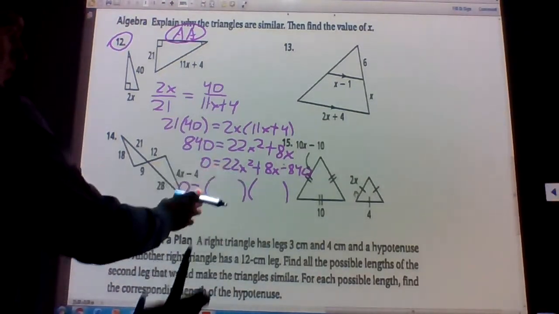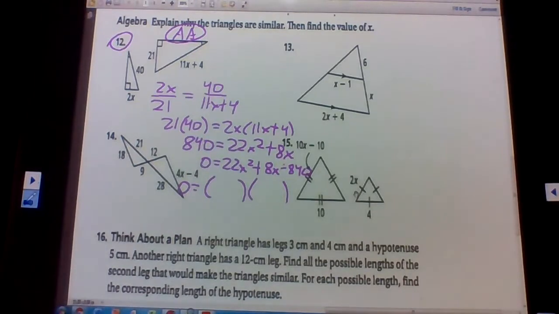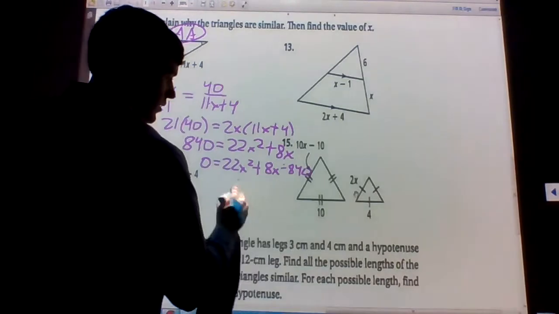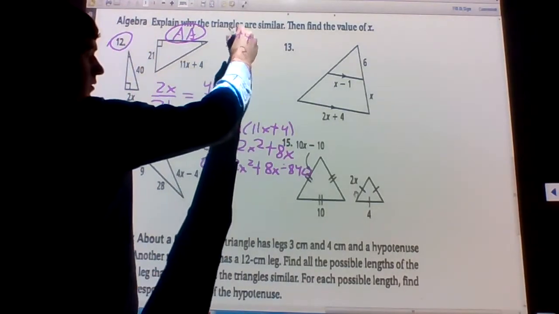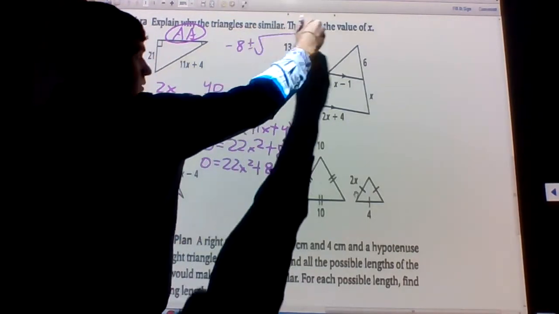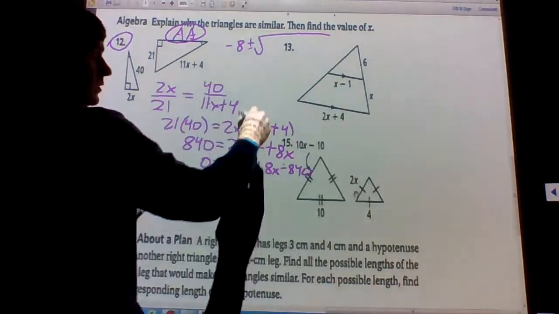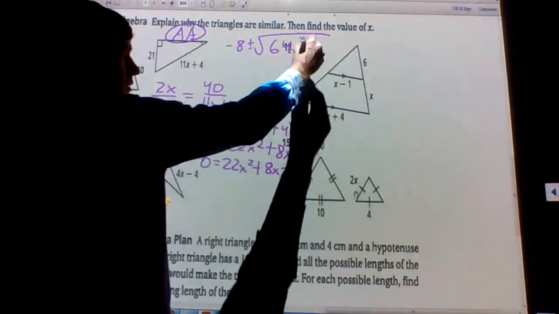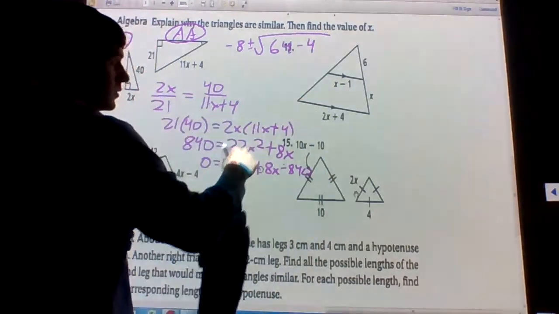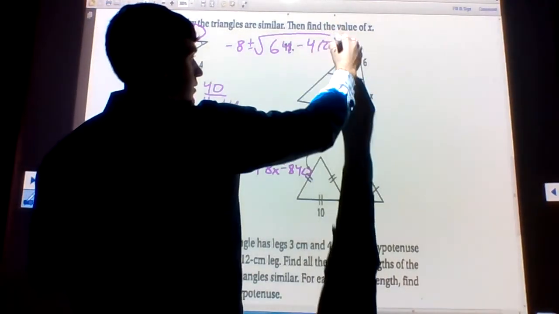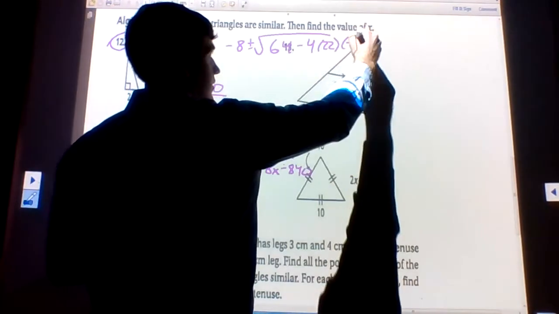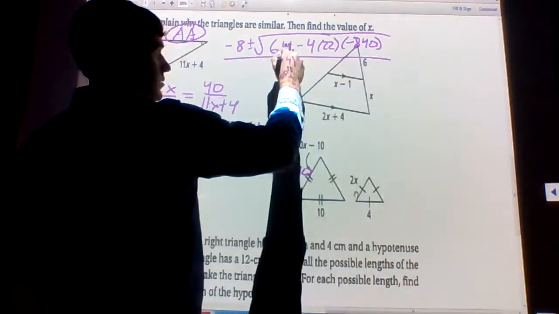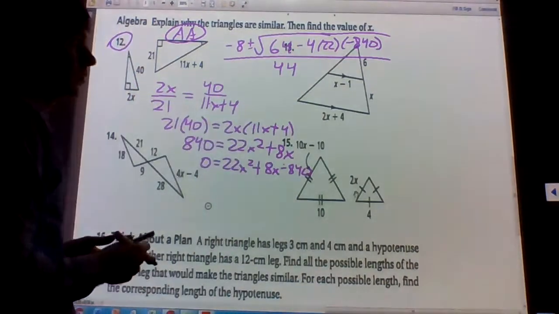We can also do 22. Let's use the quadratic formula here. So opposite of b plus or minus the square root of b squared, which is 8 times 8 is 64, minus, I'm sorry, 4ac. 4 times 22 times negative 840. All divided by 2a, so that's going to be 2 times 22 is 44.